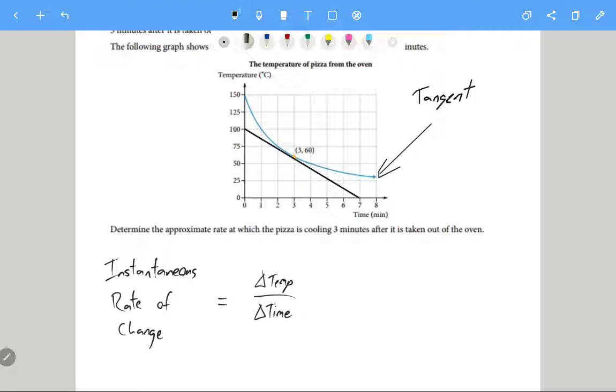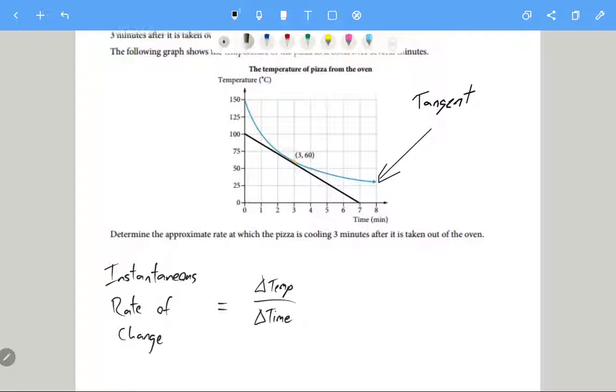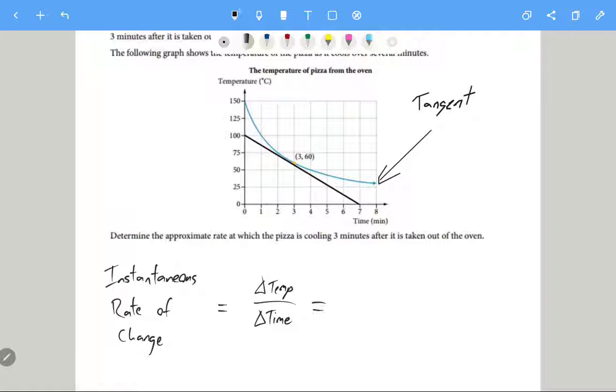So the instantaneous rate of change is going to be the change in temperature over the change in time based on that line. I'm going to use the points (0, 100) and (7, 0). The change in temperature is that it went down by 100, and the change in time is that 7 minutes passed. So we get negative 100 over 7, which is approximately equal to negative 14.29 degrees per minute. Negative, because it's going down.